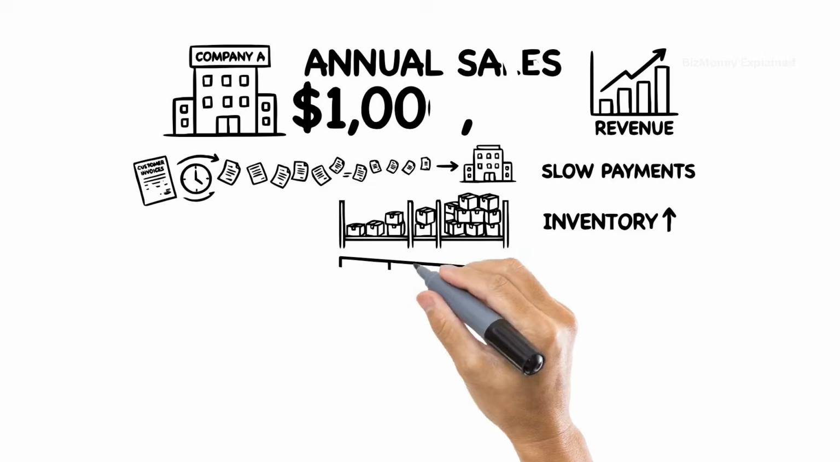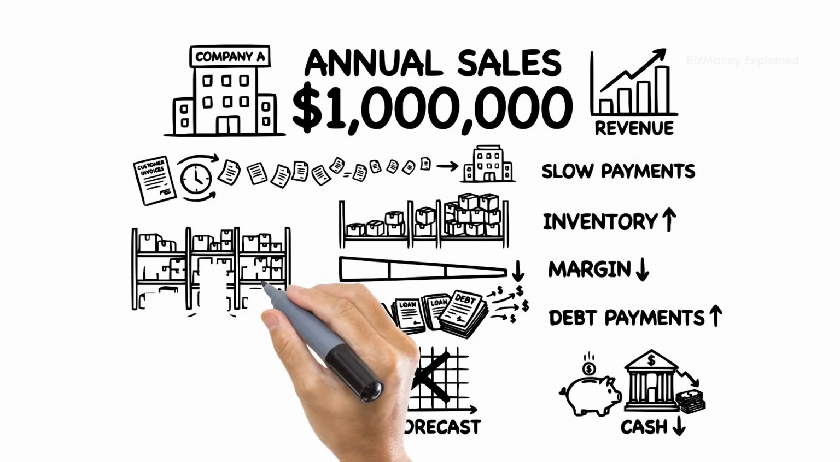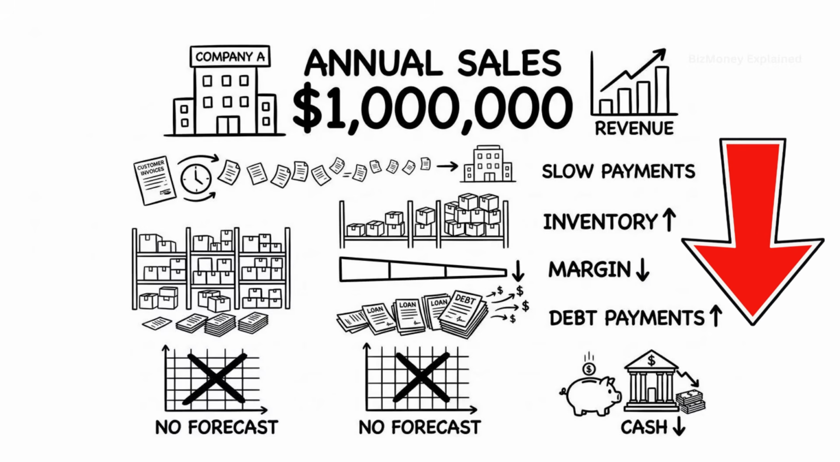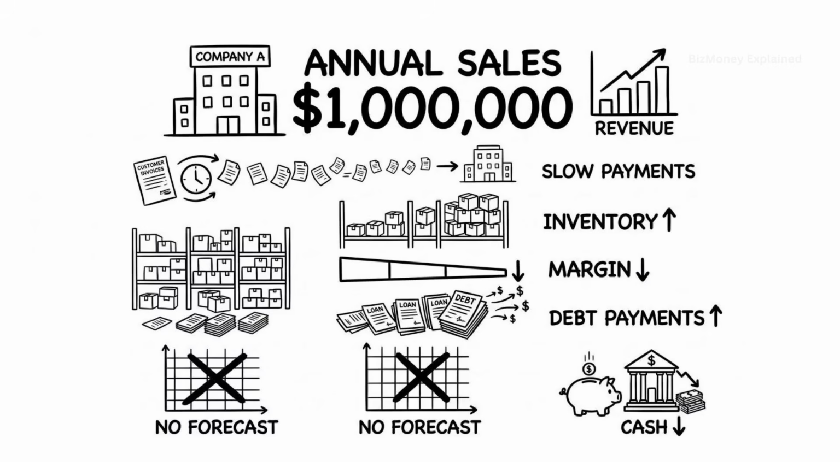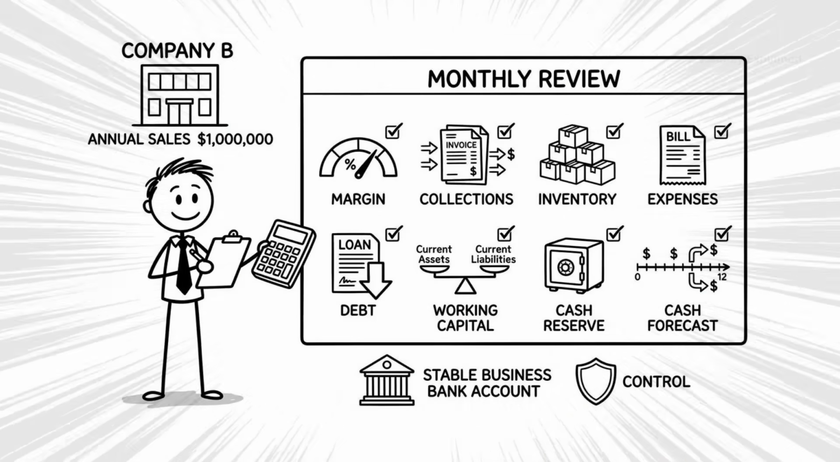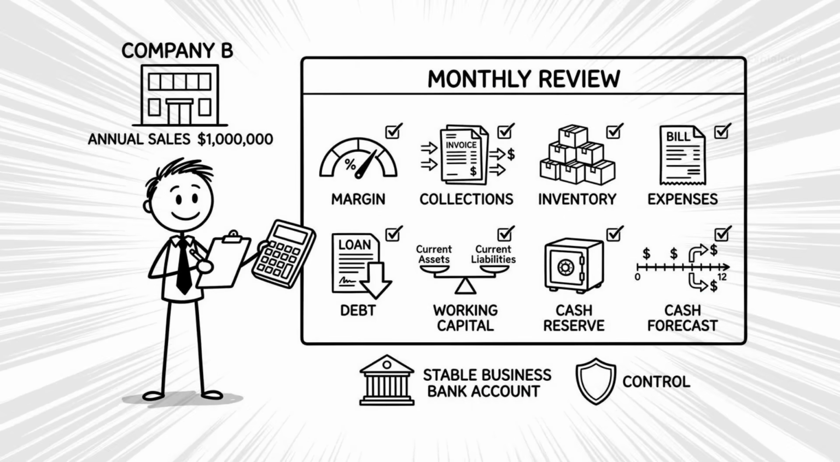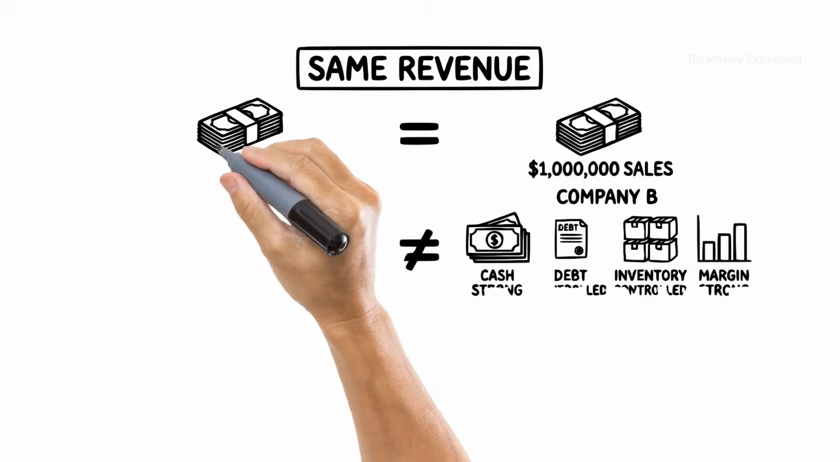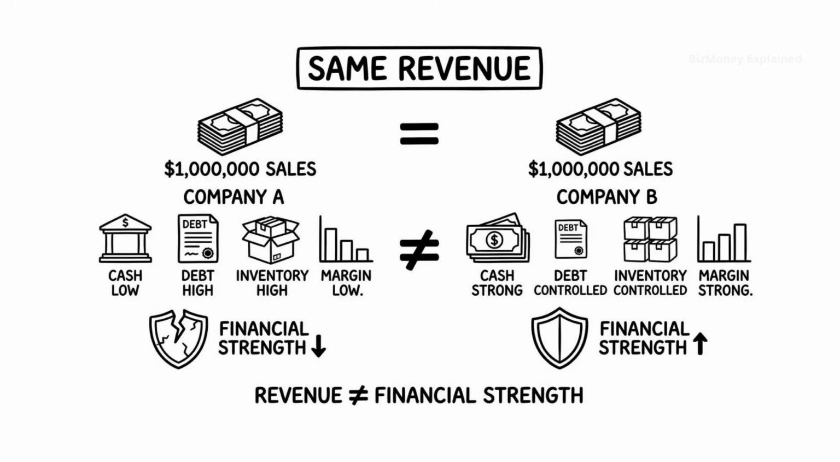Imagine two companies each generate $1 million in annual sales. The first owner focuses almost entirely on revenue. Customers pay slowly, inventory keeps growing, margins are shrinking, debt payments are increasing, and nobody forecasts cash. The second owner tracks profit margins, customer collections, inventory, expenses, debt, working capital, cash reserves, and future cash requirements every month. Both businesses have the same revenue, but their financial strength can be completely different.